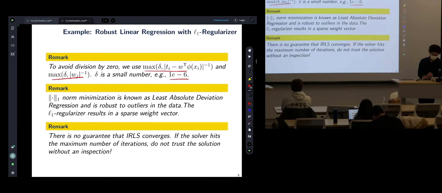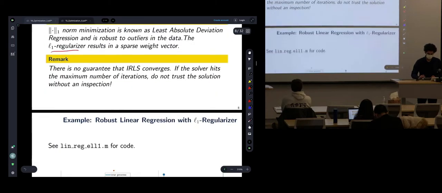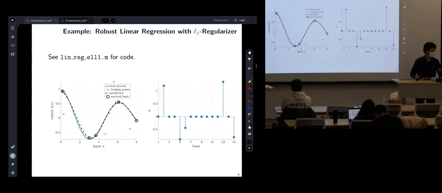So another name for L1 norm minimization is least absolute deviation regression. It's robust to outliers, and the L1 regularizer term promotes sparsity. There's no guarantee IRLS converges, so we tend to set a maximum number of iterations, and you need to check the solution to see if it's correct or not. If you look at the example of how in practice I converted these equations into an algorithm, you can see it in this L1 linear regression example.